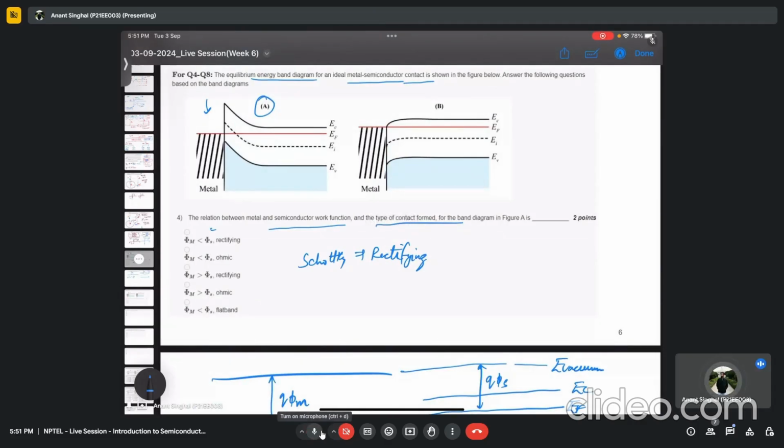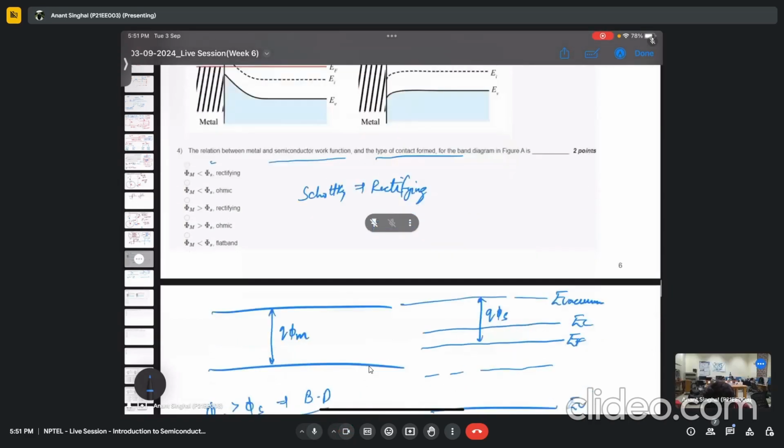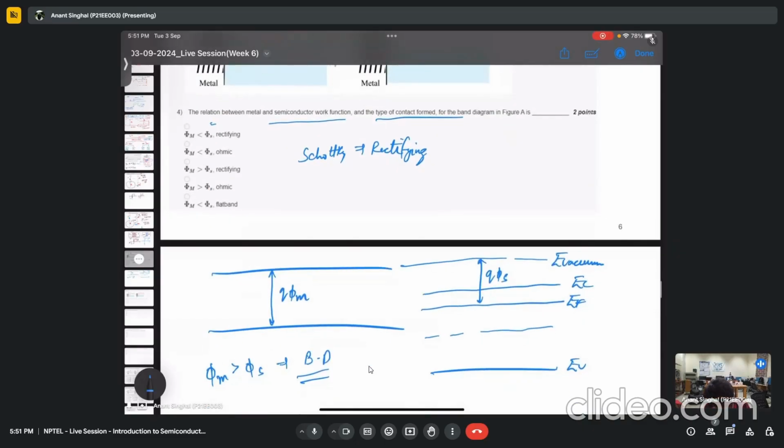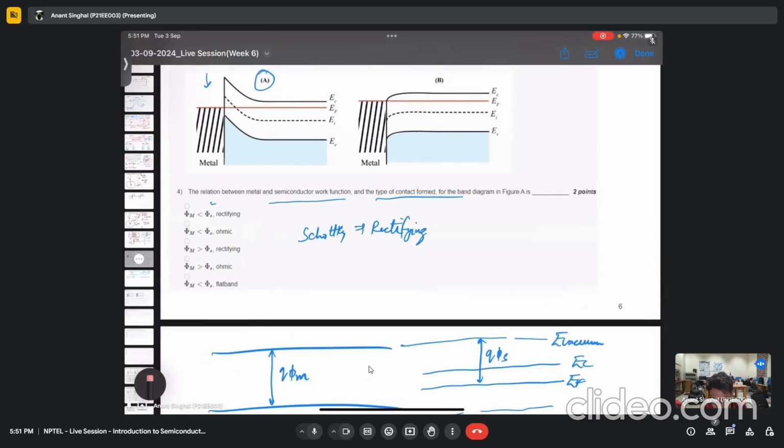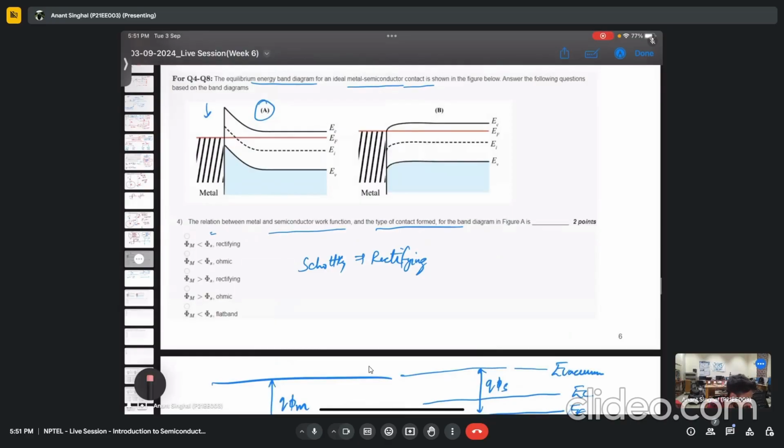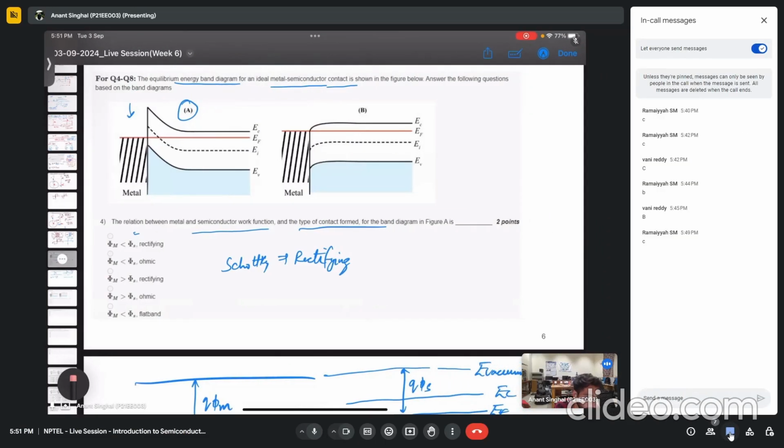So what I was saying is, to get to the answer, you can try two cases. One is in which phi m will be greater than phi s. You can try it out like this. This is what we have already done in the initial part of the class. So you will get to know which band diagram resembles which case. You can take more time and let me know the answer in the chat box. I've got one answer as C, which is phi m greater than phi s and rectifying. I'll wait for one or two minutes more and then I'll solve the same.